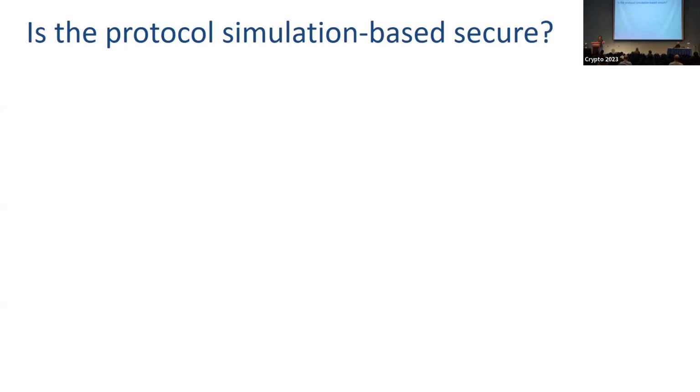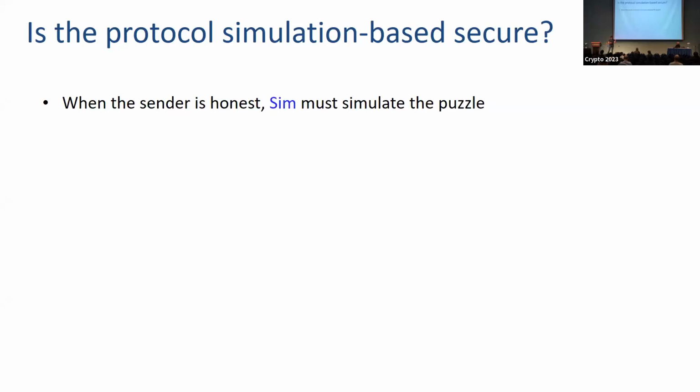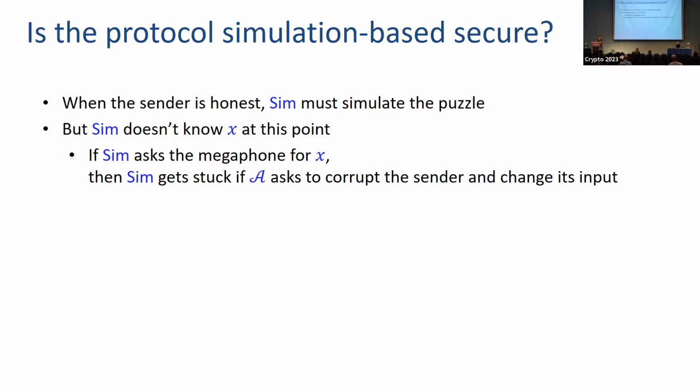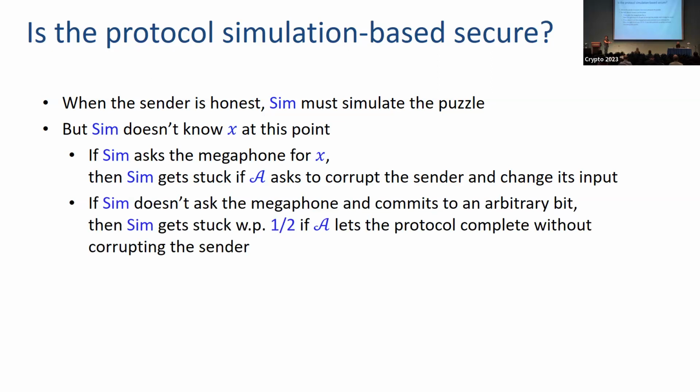But is this protocol simulation-based secure? That's tricky because a time lock puzzle is a committing object. When we simulate, the simulator has to commit to some puzzle and show it to the environment or distinguisher, but it doesn't necessarily know what the sender's input is. In that case, if the simulator asks the megaphone functionality to get the sender's bit, the sender's bit gets locked, and the simulator won't be able to change it. And now, if the adversary wants to corrupt the sender and change the sender's input, the simulator gets stuck. If the simulator doesn't ask the megaphone functionality for the bit, then it can guess what the bit is going to be, and it will make an error with probability 1/2 if the adversary corrupts the sender, or if the adversary doesn't corrupt the sender and lets the protocol continue and resume properly.